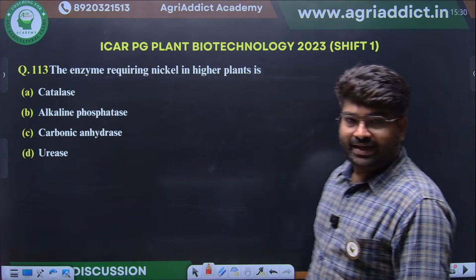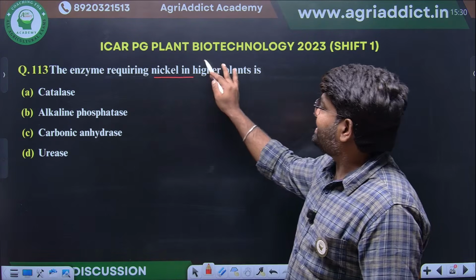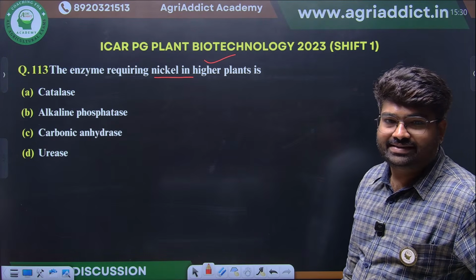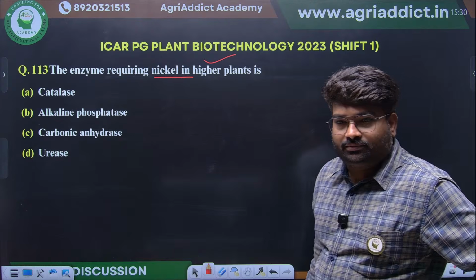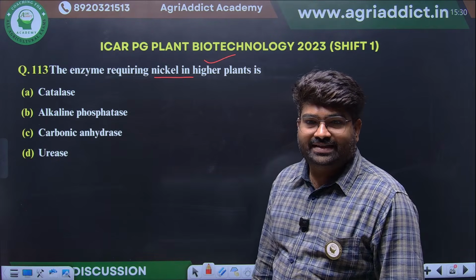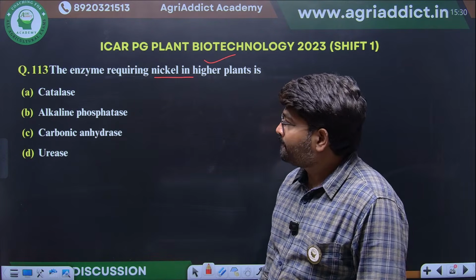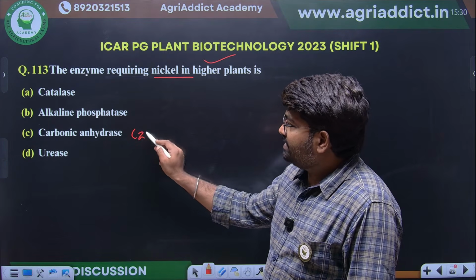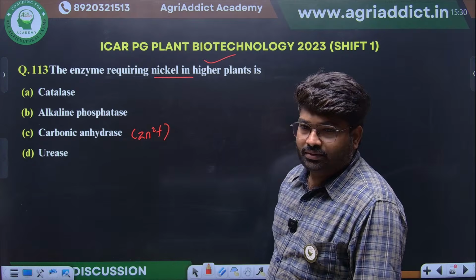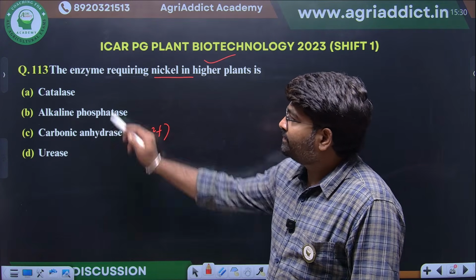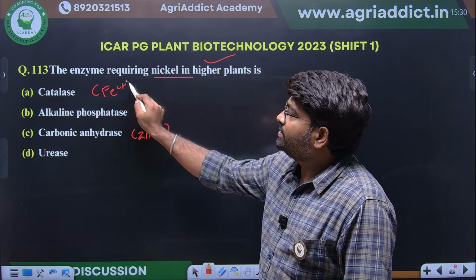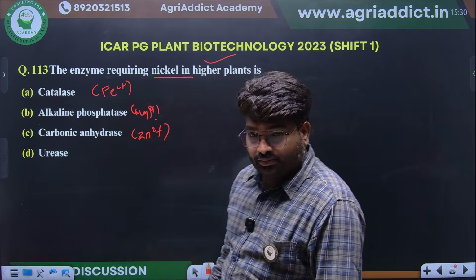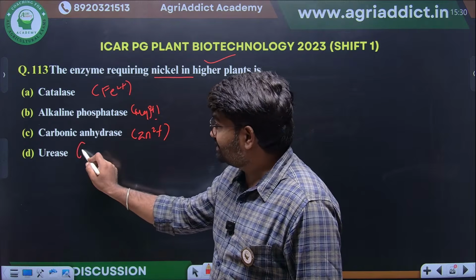The enzyme requiring nickel as a cofactor in higher plants. What enzyme requires nickel as a cofactor? Alkaline phosphatase, carbonic anhydrase? Zinc is required for that. What will be the answer? Catalase, iron will be required. This will require magnesium. What will be the answer? Yes, urease. Nickel is typical for urease.